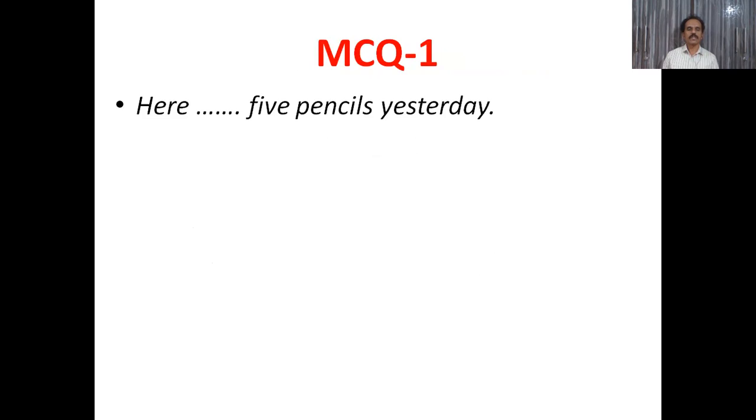Okay, good. First question. Here, blank, 5 pencils yesterday. Think about the subject. Which is the subject? Now think about the be form, which comes when the subject is plural or singular. Then think about the tense. Is there any clue regarding the tense, present or past? Yes, got the idea. Now let us look at the options.